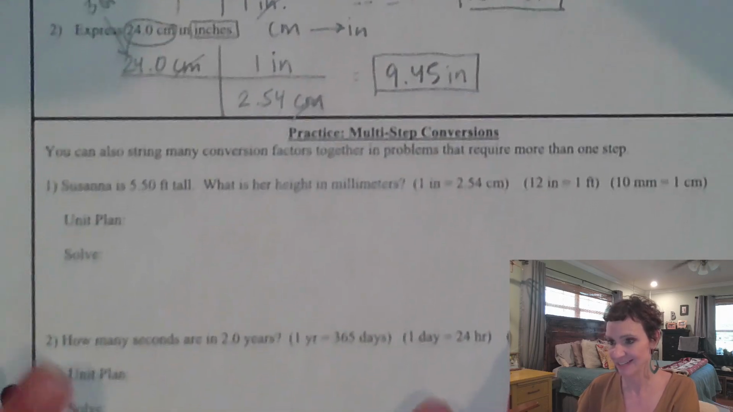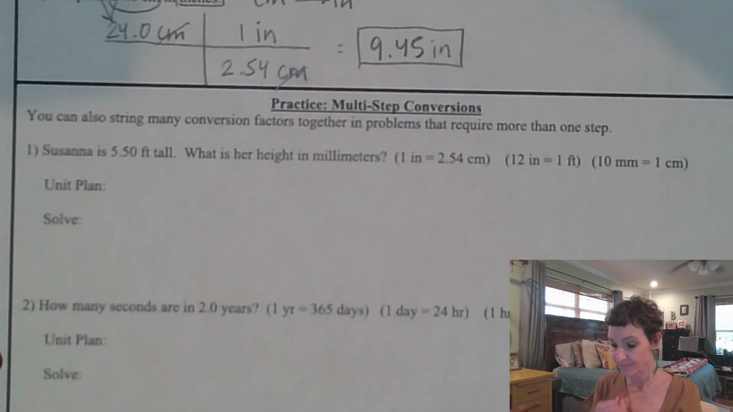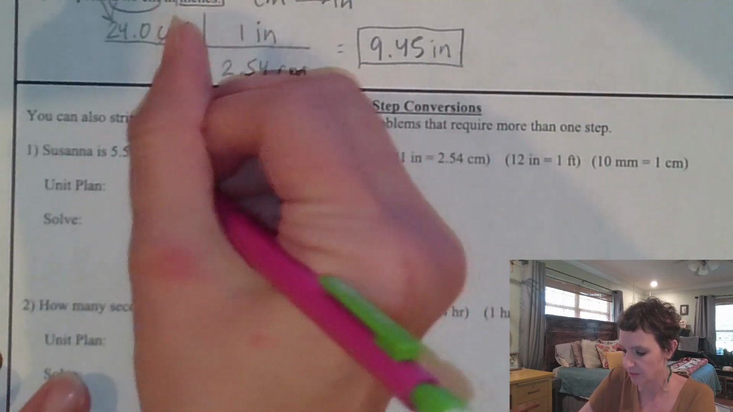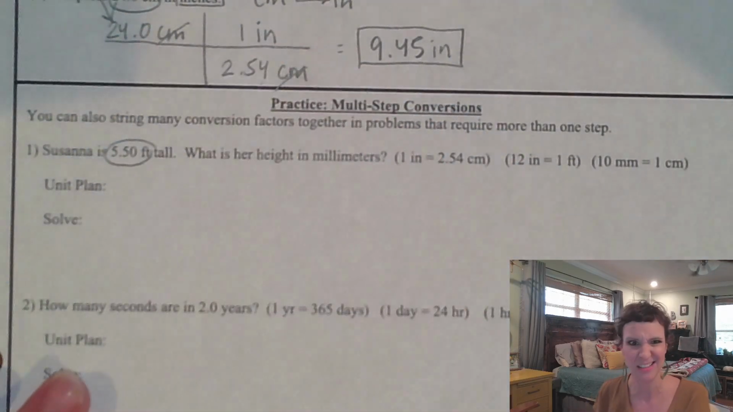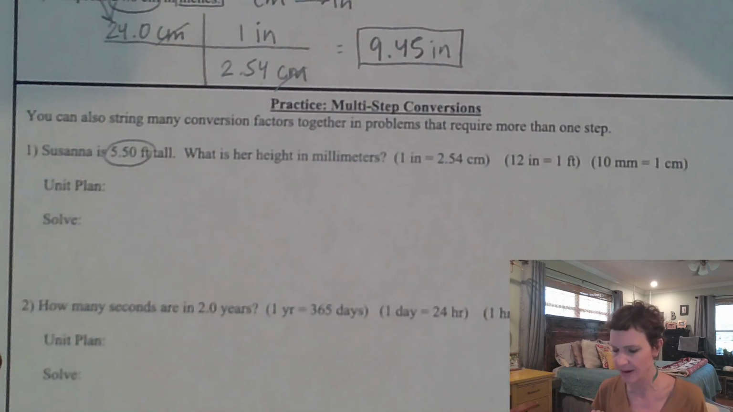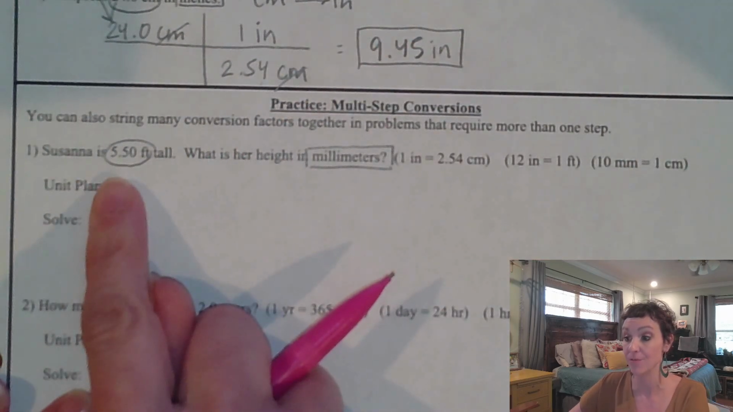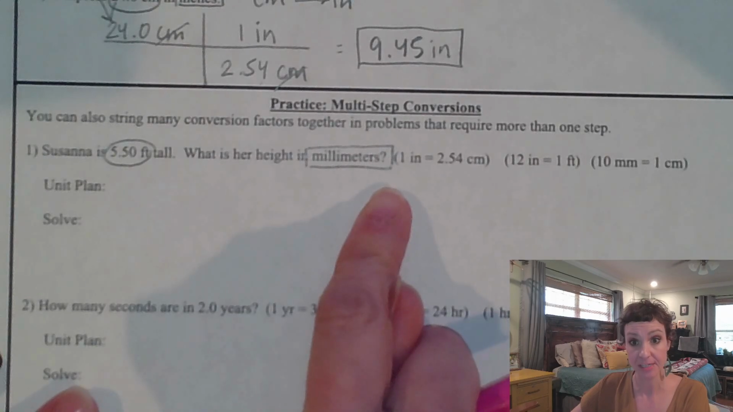Anyways, long tangent. Let's go to the multi-step problems because these are kind of super fun. So we can string many conversion factors together in problems that just require more than one step. Let's see the example. You are already overwhelmed. You see a number in that problem. I'm not even caring anything about Susanna. I mean, I do care. She sounds wonderful, I guess. But I see a number and I see the units. I'm starting at 5.50 feet. They want me to figure out what her height is in millimeters. I need to somehow convert this 5.50 feet to millimeters.